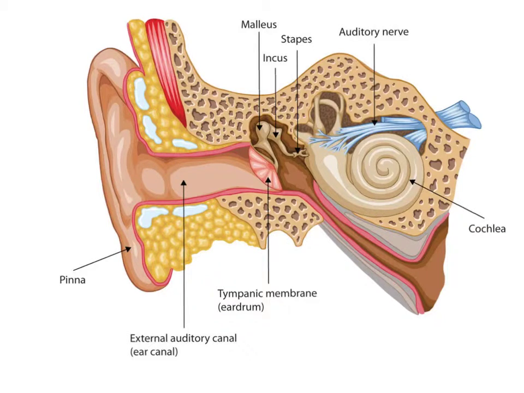So overall, the sound is collected in the outer ear, concentrated in the middle ear, transduced in the inner ear, and perceived in the brain.